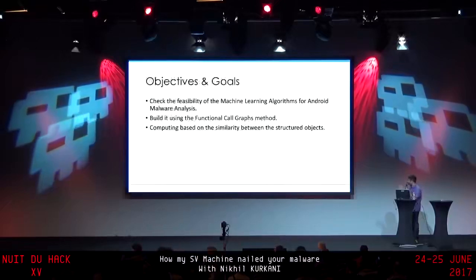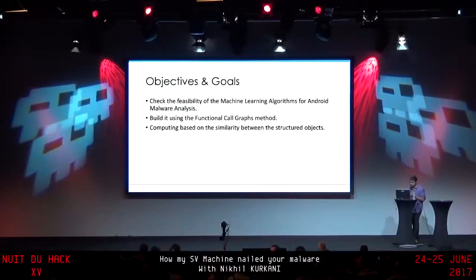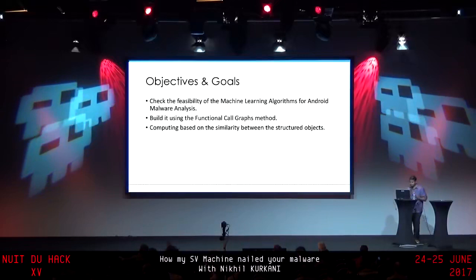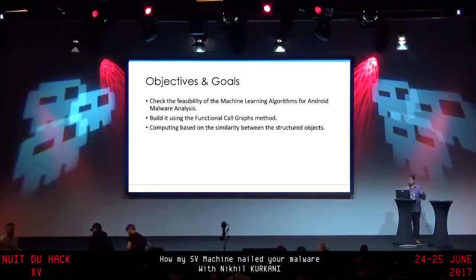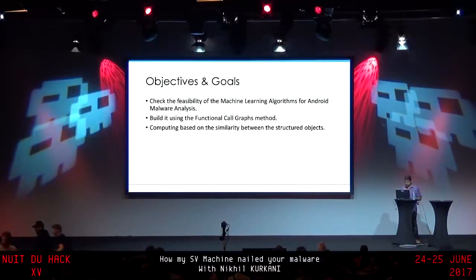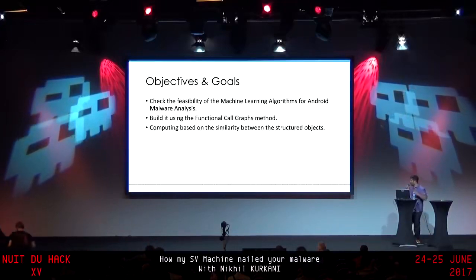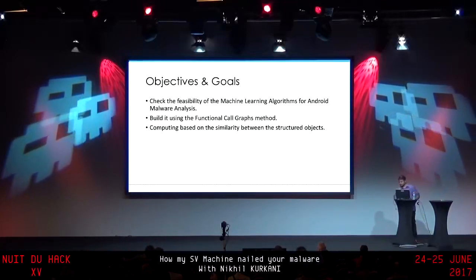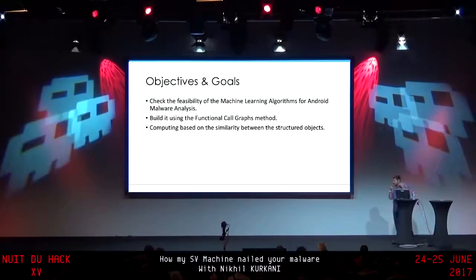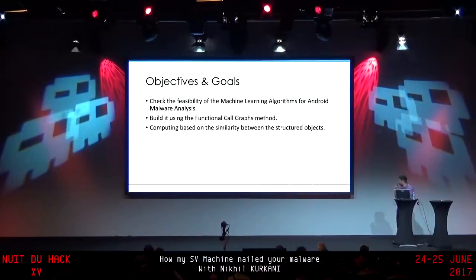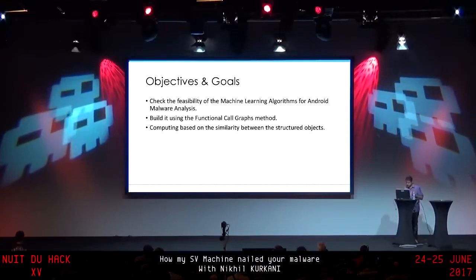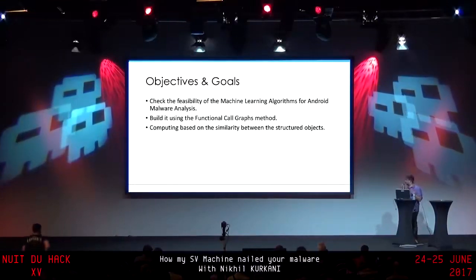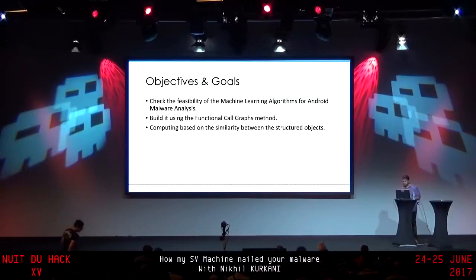So what were the objectives and goals? The first one was to check whether machine learning could be implemented into Android malware analysis or not, then build it over a period of time. After we went through most of the failures, we realized that it could be built using a functional call graph method, then computing based on the similarity between the structured objects.